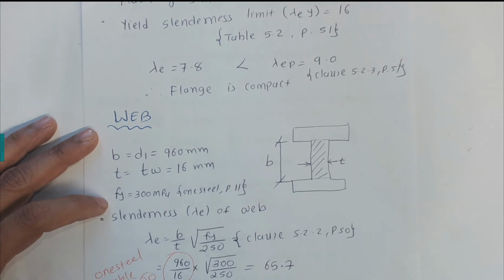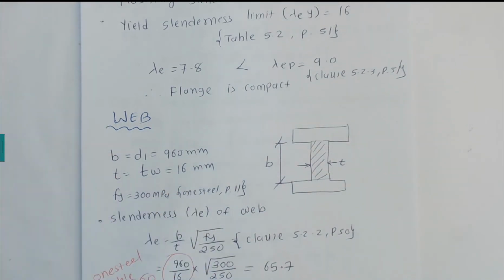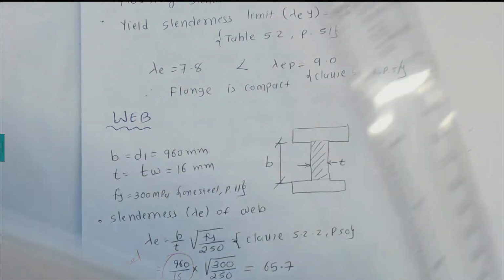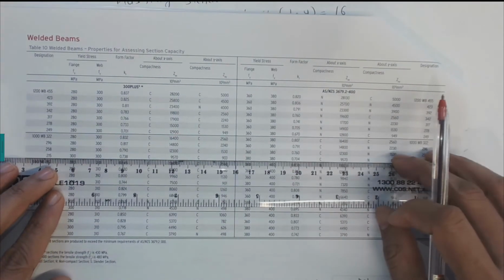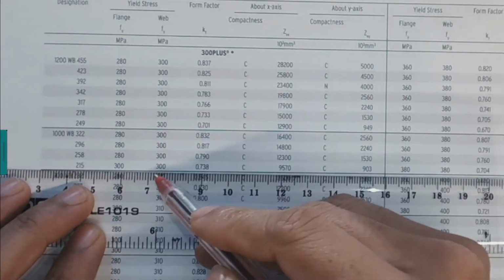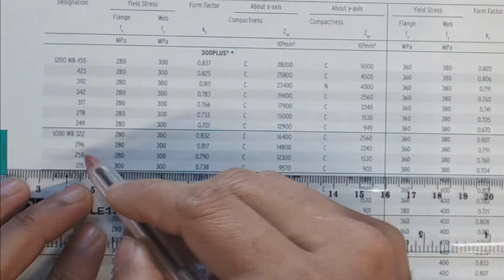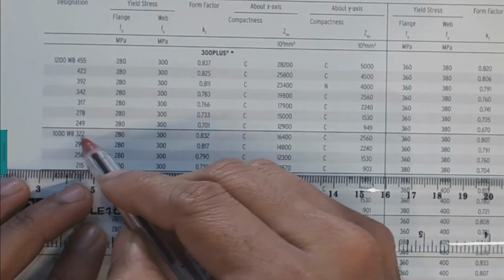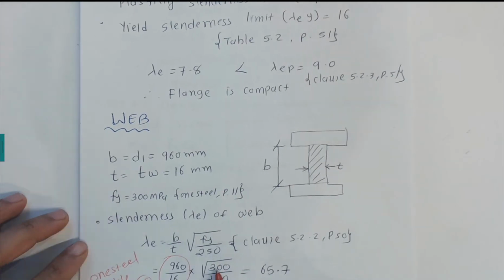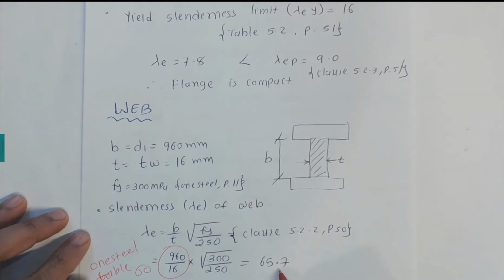or we can calculate using this one. And now fy for the web, if you turn the page over, there is a 1000 WB. fy for the web is given as 300 megapascals for the 1000 WB 215. So that is 300 megapascals. Substitute here, that gives us 65.7.